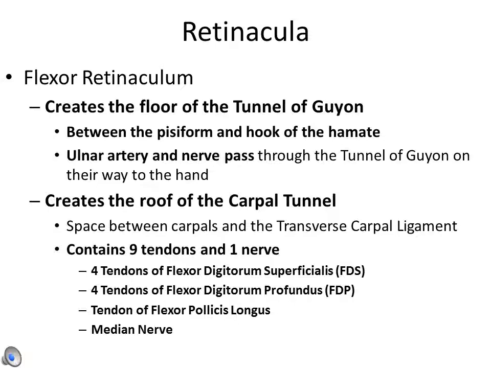The carpal tunnel is the space between the carpal bones and the transverse carpal ligament. The carpal tunnel contains 9 tendons and 1 nerve. The nerve is the median nerve. The 9 tendons are as follows: the 4 tendons of the flexor digitorum superficialis, the 4 tendons of the flexor digitorum profundus, and the tendon of flexor pollicis longus.